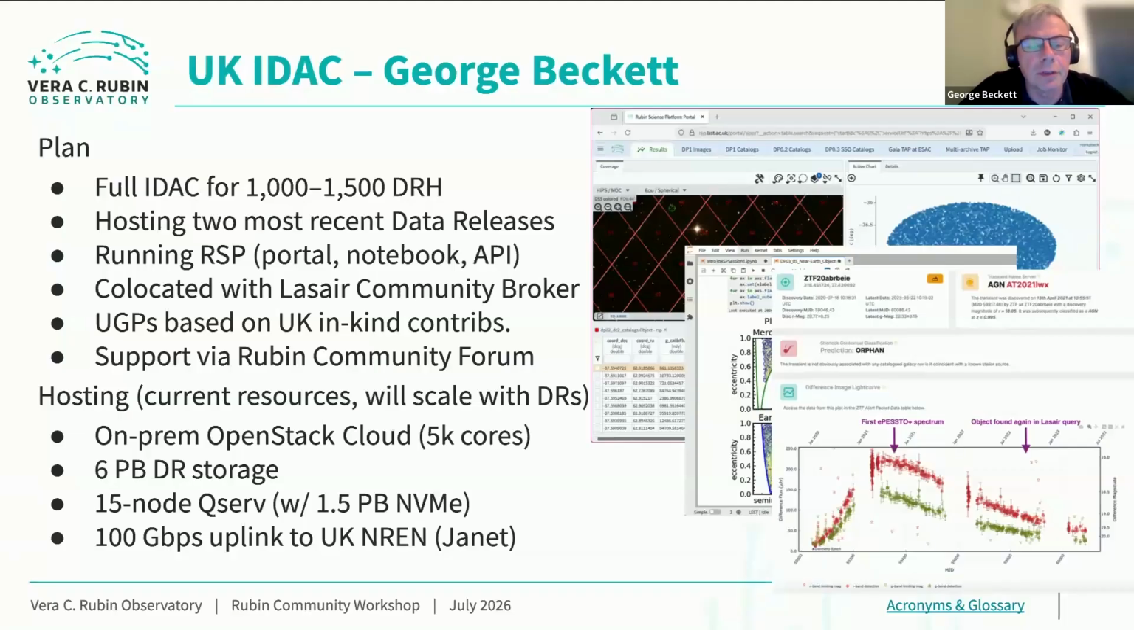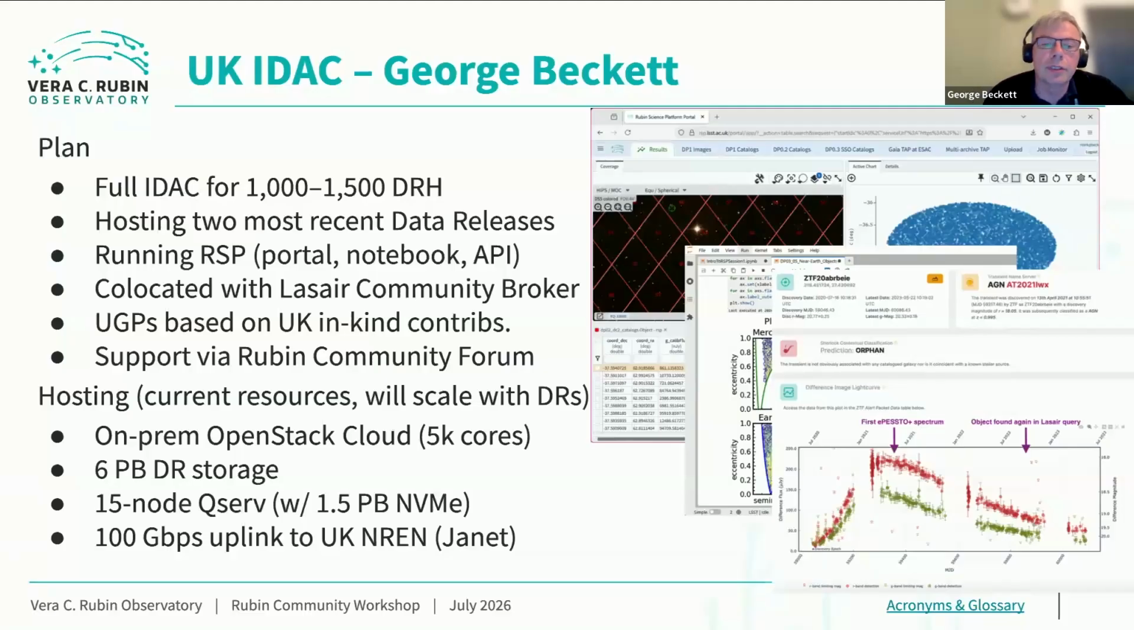Ours is not as big as Rubin's. It's a 15-node QServe, which is around, I think, a quarter of the size of the Rubin one, but it does have a large capacity, around 1.5 petabytes, which should be enough through until at least data release 1, and we will expand that over time.